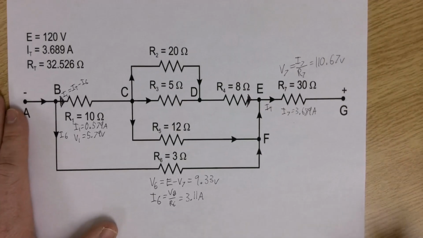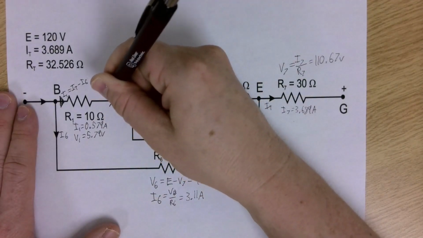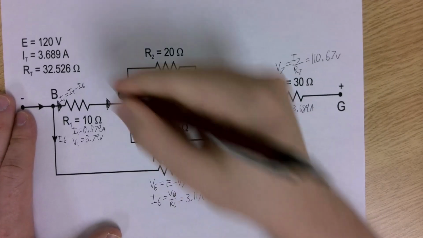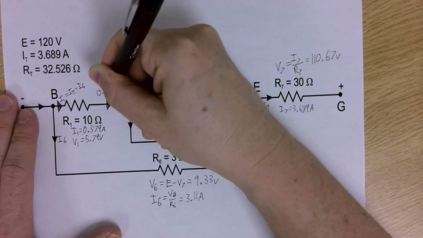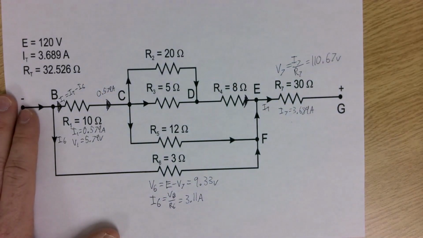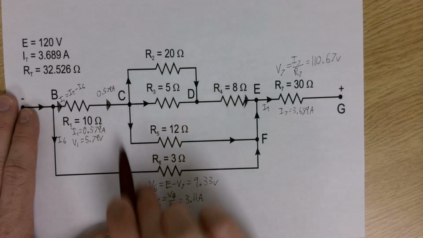So now I know that coming through resistor 1 is 0.579 amps, which is not very much, but all the same, that little bit of amperage is going to come to this node, and it's going to split up 3 ways.